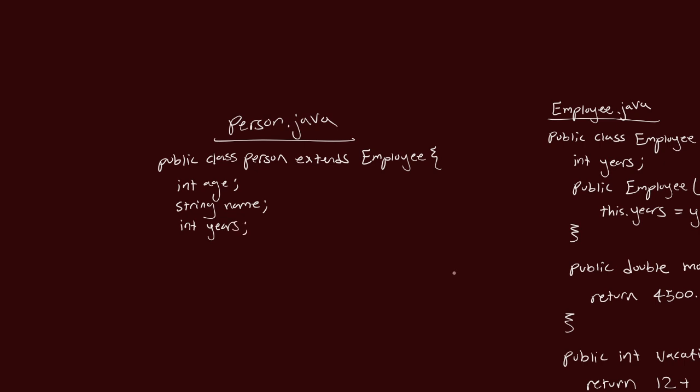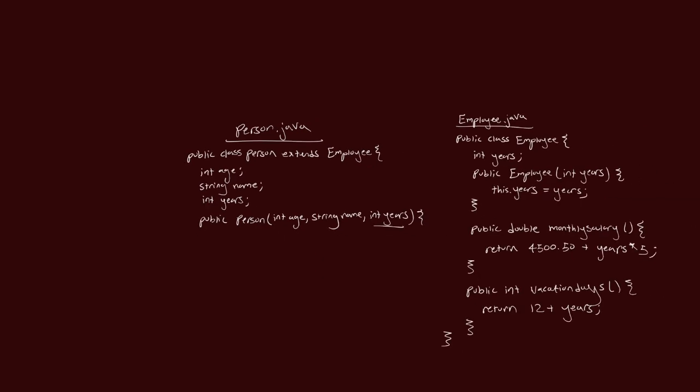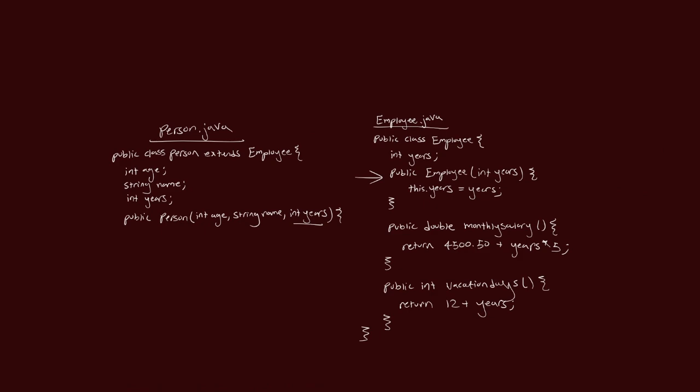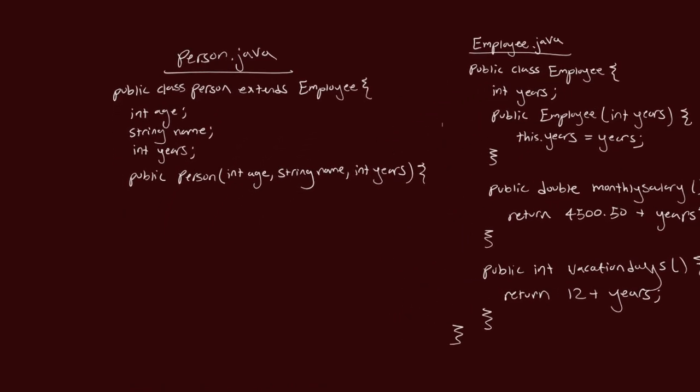So we are going to initialize them through our person's constructor. So we'll do public person, and we're going to pass in our age, name, and our years. Right now what I'm focused on is these years. I want to pass them into my employee's constructor. To do that, you actually have to use the super keyword.